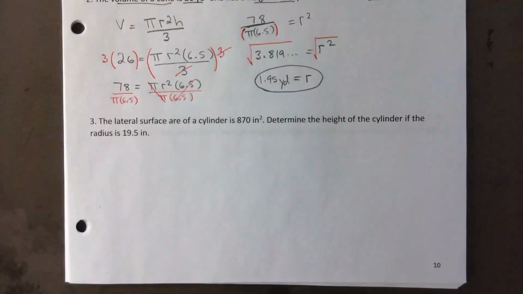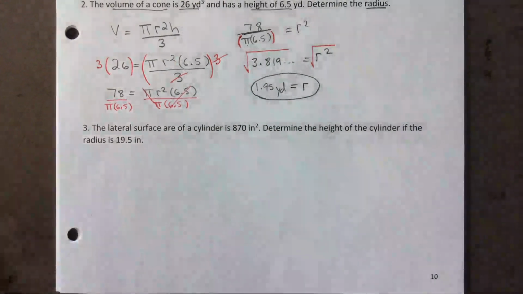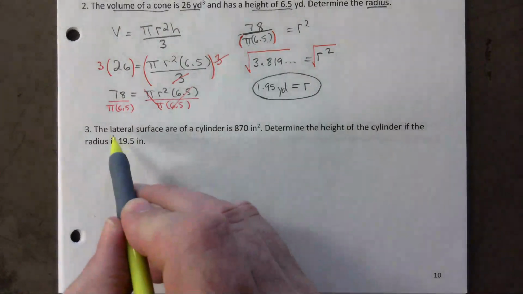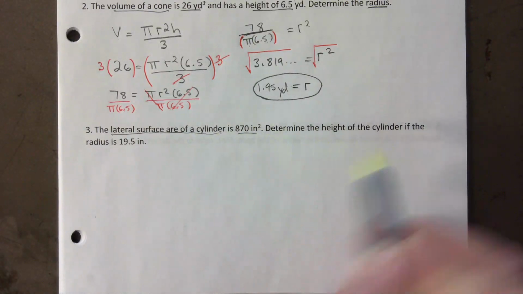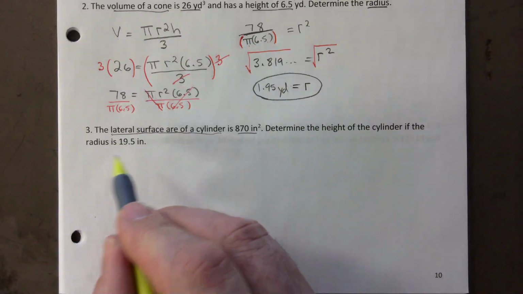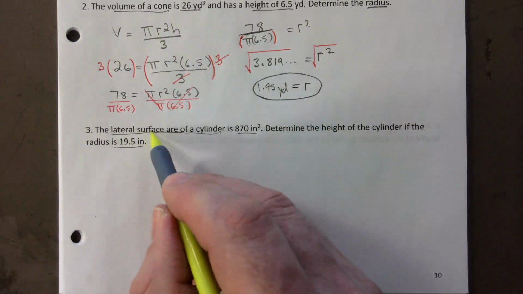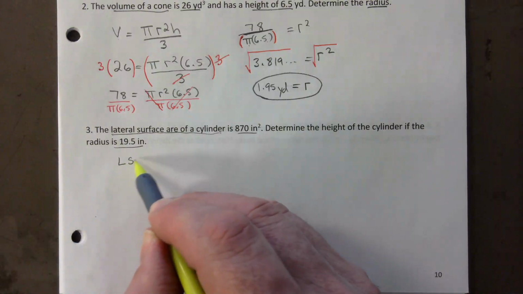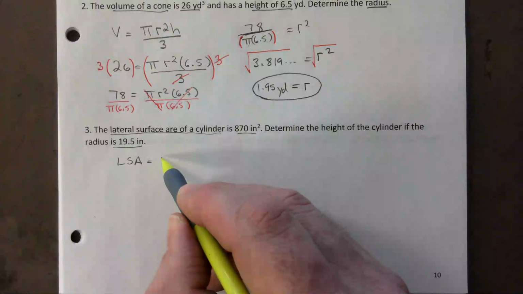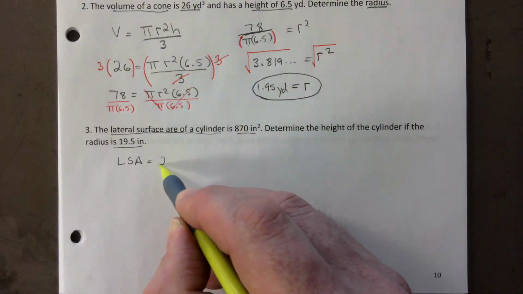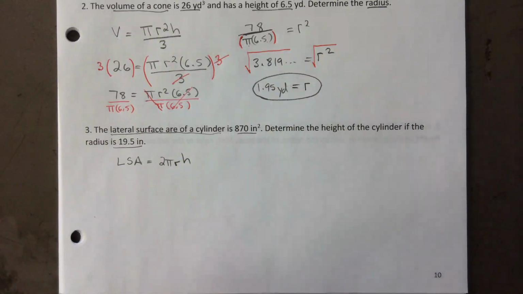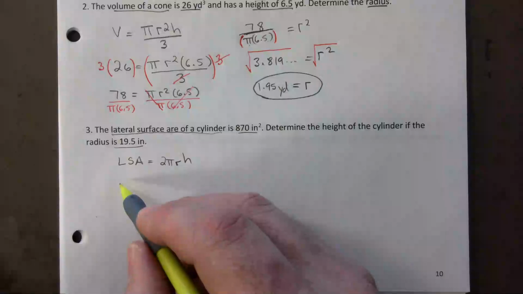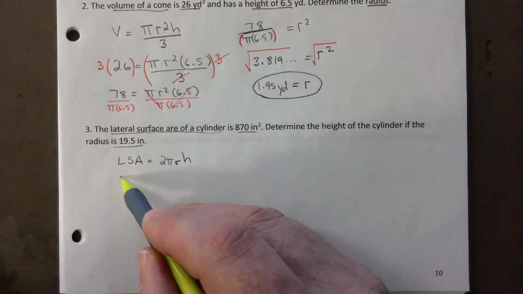Surface area. Surface areas, in my opinion, tend to be a bit harder, a little bit more going on. But it says lateral surface area of a cylinder is this. Determine the height of the cylinder if the radius is that. So lateral surface area, it's actually going to be a little bit less work. It's just cylinder 2 pi RH, right? Is that what it is? 2 pi RH? Yeah, okay. I don't memorize them. I just derive them. That's what I usually do.